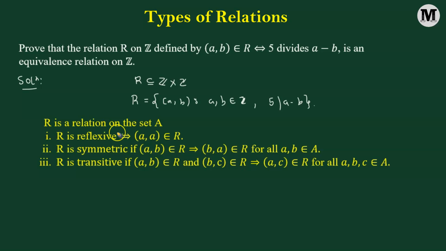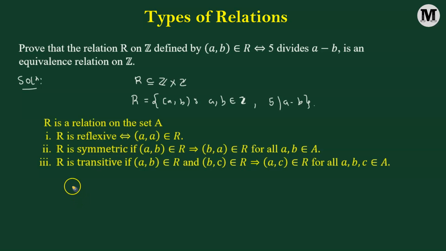So let us suppose that R is a relation on the set A. Then R is going to be reflexive if and only if the ordered pair (a, a) belongs to the relation R. R is going to be symmetric if we have the ordered pair (a, b) belonging to the relation R implies that (b, a) also belongs to the same relation R, for all values of a and b belonging to the set A. And then finally R is going to be transitive if the ordered pairs (a, b) and (b, c) both belong to the relation R implies that (a, c) also belongs to R, for all values of a, b and c picked up from the set A.